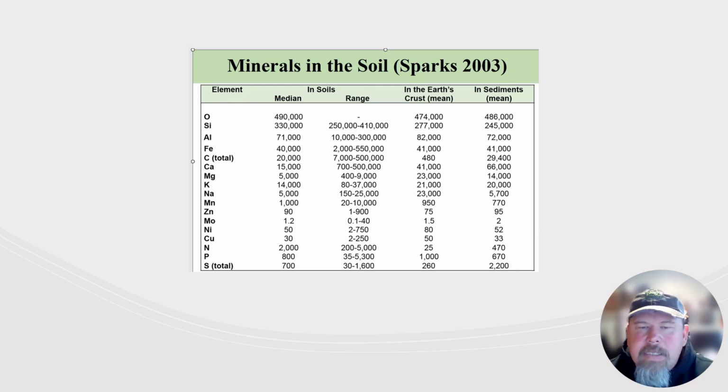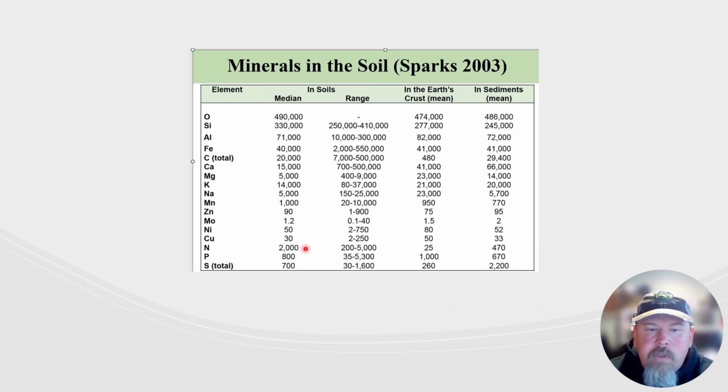This is an experiment that Sparks did in 2003, where he took soil from all over the world, different types of soils from all different areas. What he wanted to know was how much nutrients are in the soil. If we look at some things we're familiar with, nitrogen, the range was 200 to 5,000. So even in the poorest soils he could find, there were 200 units of nitrogen in that soil, all the way up to 5,000.